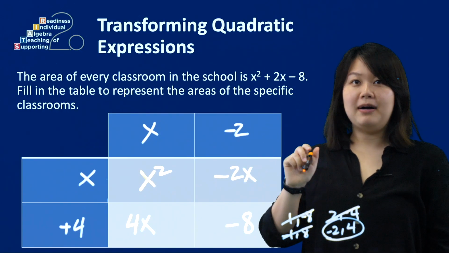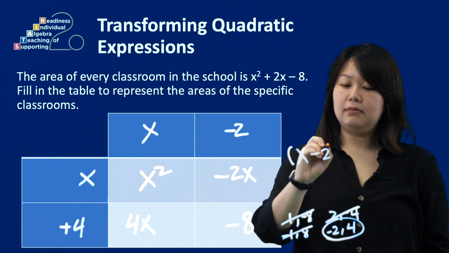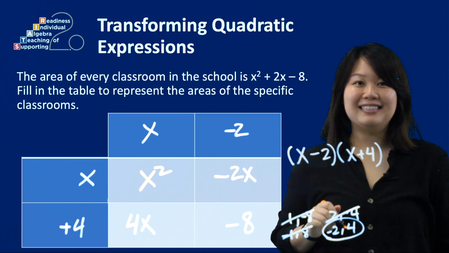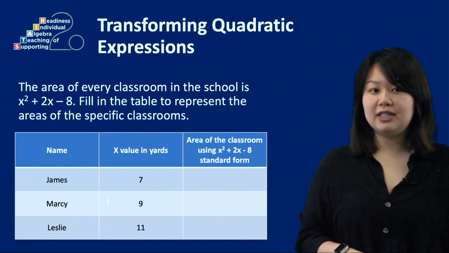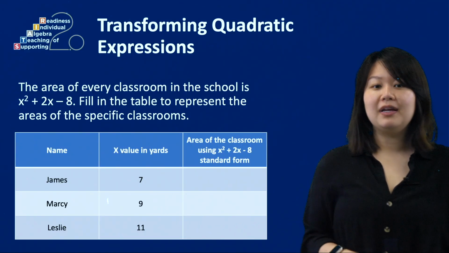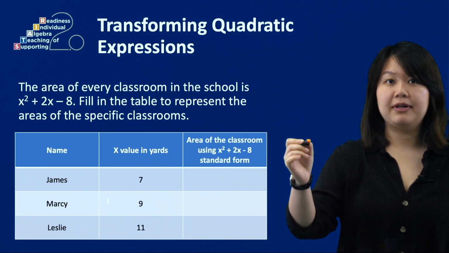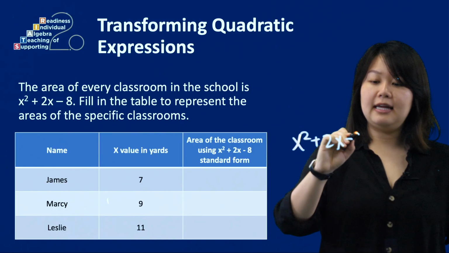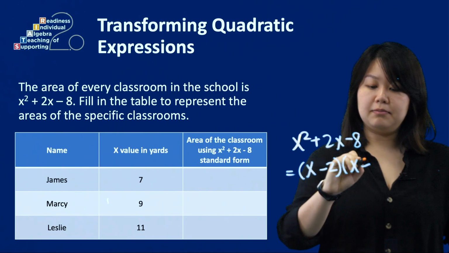So the factor form of x squared plus 2x minus 8 is going to be x minus 2 times x plus 4. And this is my factor form of this expression. Once students have used the box method to find the factors, you can now revisit the original expression as well as the original data. And we can now fill in the answer as we find the factor form. I'm going to write the statement right here: x squared plus 2x minus 8 equals x minus 2 times x plus 4.